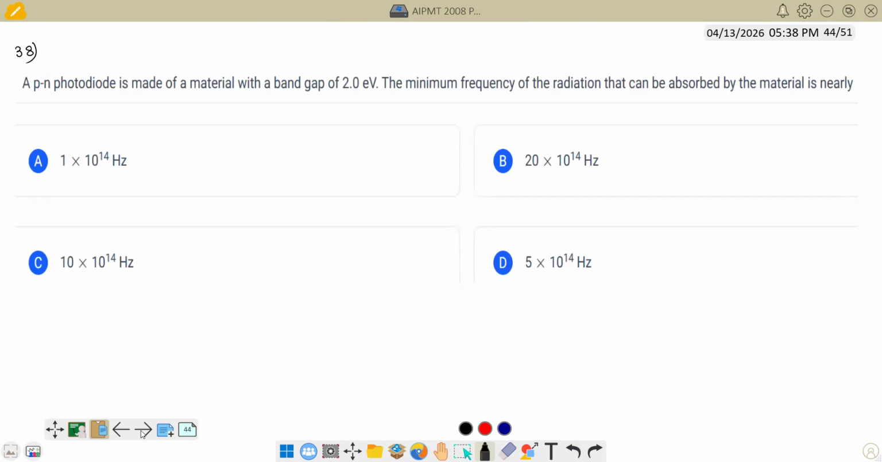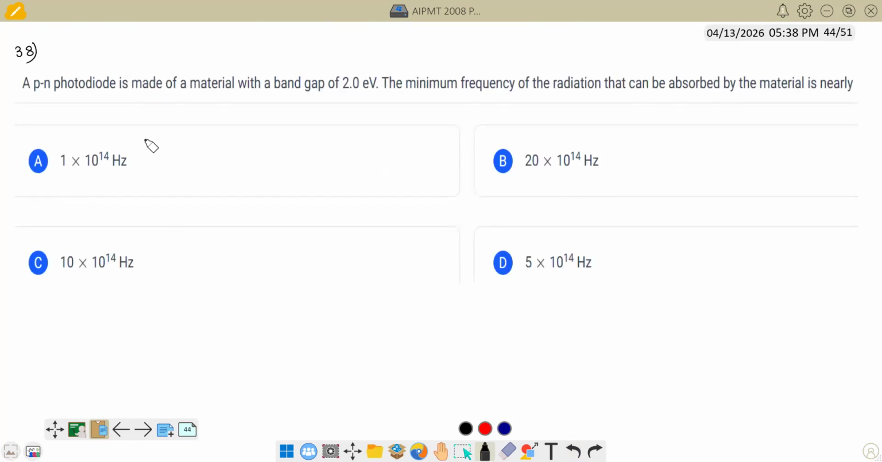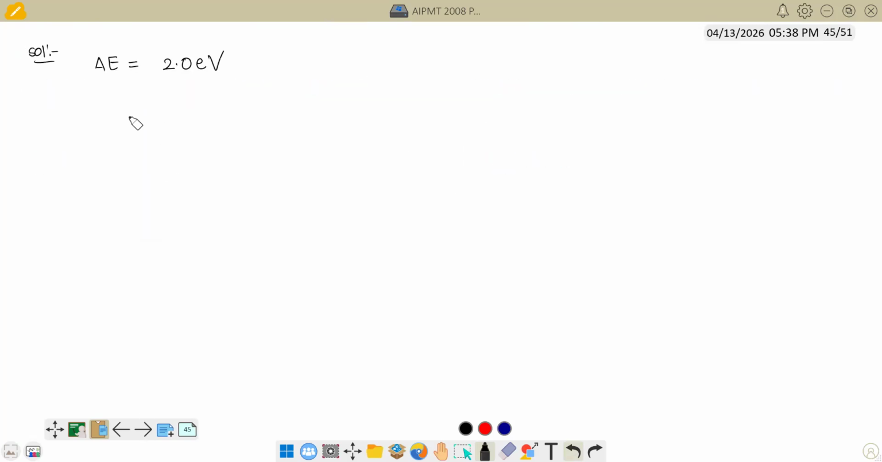But for now, he has given a band gap, so the energy is 2.0 electron volt. Now let us find the lambda of the incident radiation. The lambda required would be 1240 electron volt angstrom divided by 2 electron volt. The eV would get cancelled, so we will get 1240 into 10 power minus 10 meters.